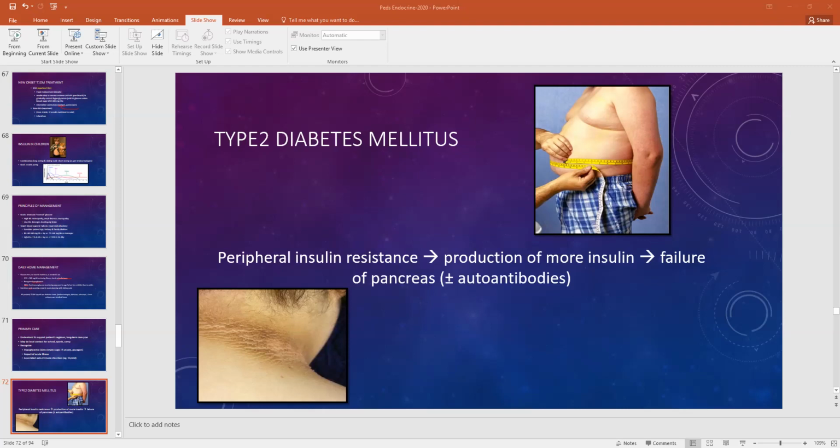Diabetes insipidus, moving on. So what is diabetes insipidus? Well, diabetes insipidus is wrongly named. It has nothing to do with diabetes.